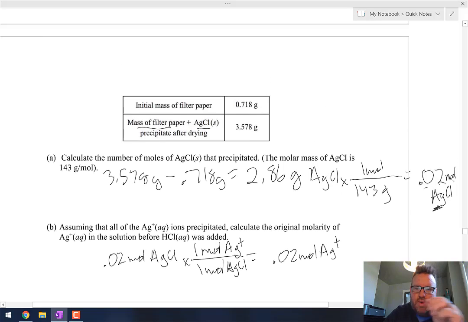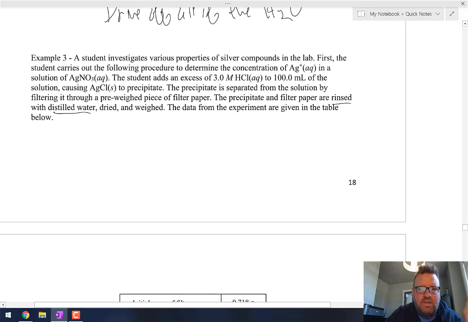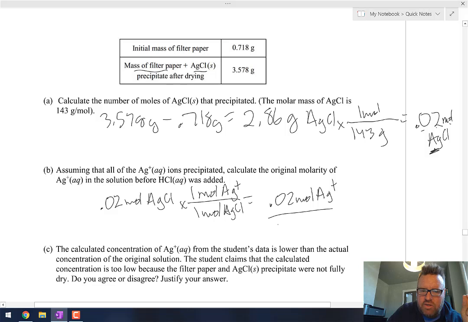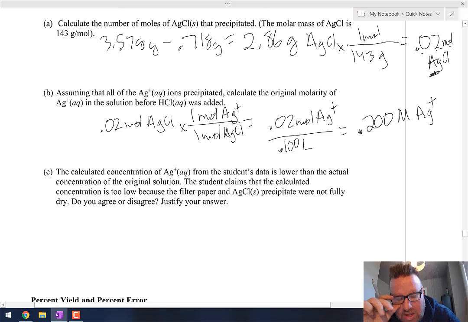Again, they want the concentration, so we need moles of Ag plus, and then we need the volume of that solution. Okay, it says adds an excess of 3 molar HCl to 100 milliliters of the solution. So how much solution do we have? 100 milliliters, or 0.1 liters. So 0.02 divided by 0.1 is the same thing as timesing by 10. So that would be a 0.2 molar solution of Ag plus. Okay, and then part C, and this will be our last question.